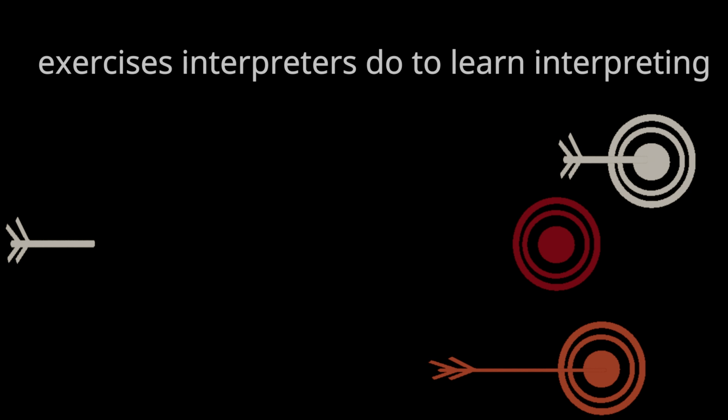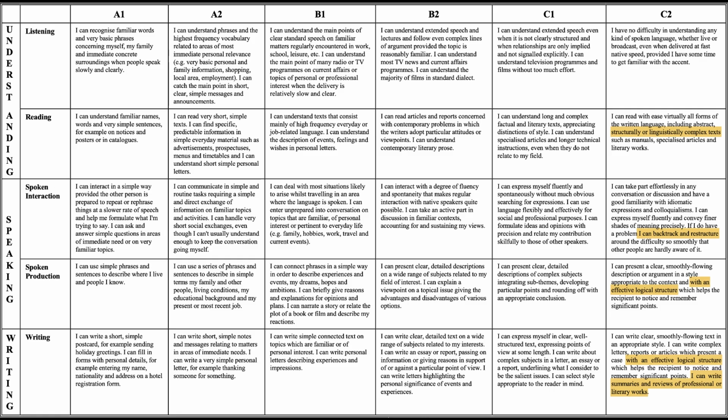Some learners just shut down. I don't have the right arrow, so there's no way I can make the shot. But you can actually practice how to make that shot even if you don't have the right arrow. If you're working towards a CEFR exam, where these skills really come into play is at the C2 level. In the self-descriptors for C2, you have lines like, I can backtrack and restructure around the difficulty so smoothly that other people are hardly aware of it.